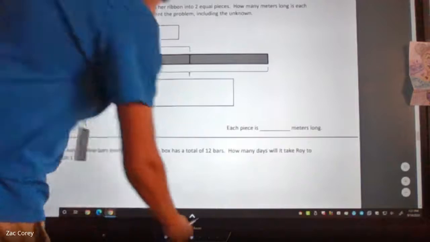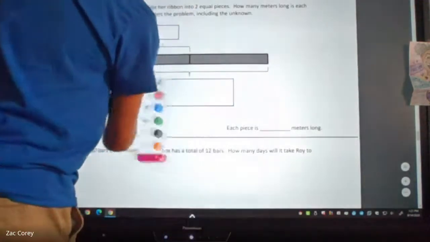All right, number 4. Let's say Lana. I think that's how you say that. Lana buys 14 meters of ribbon. She cuts her ribbon into 2 equal pieces. How many meters long is each piece? Label the tape diagram to represent the problem. Okay, let's do that.